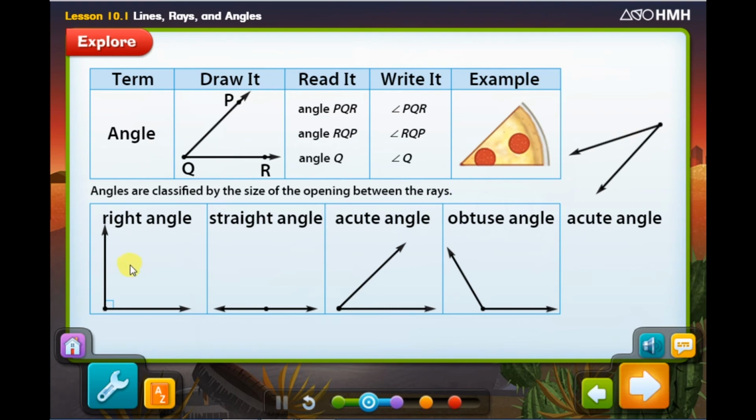So again, a right angle is like you sitting straight, the angle of the square. A straight angle is like a straight line, which has no end in both directions. An acute angle is a small angle. An obtuse angle is a wide open-mouthed angle, like opening your mouth wide.